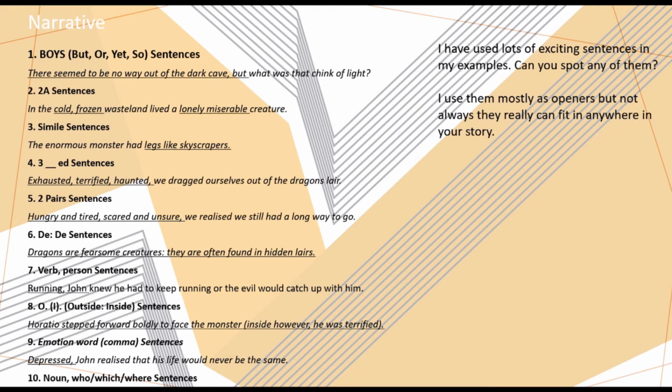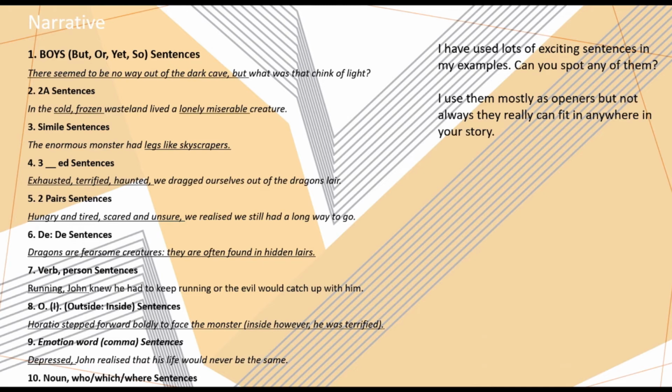For example, number 1 is a boy's sentence. That does not mean that it's about boys. It means simply that a sentence is separated into two parts using the word but, or, yet, so. For example, there seemed to be no way out of the dark cave, but was that a chink of light?